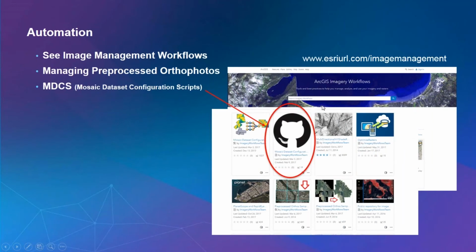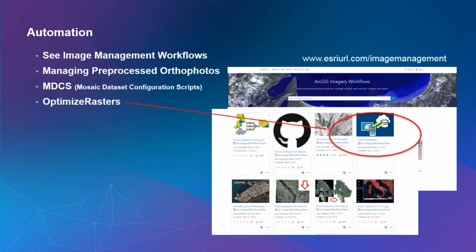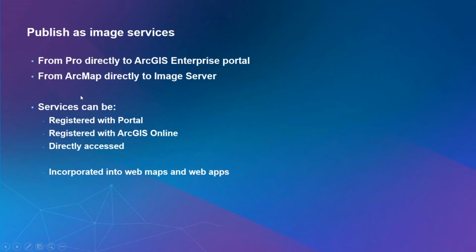From that site, you can also go into a group in ArcGIS Online, and you will see something called MDCS, Mosaic Dataset Configuration Scripts. These are a whole lot of scripts that can simplify and really automate the workflows. You just create an XML file which defines the mosaic datasets you want, and those scripts will go through the whole process of creating the mosaic datasets for you. Very good method. If you get imagery regularly, you can set up a script like that to run and keep adding the data. Also, there's OptimizeRasters, which is also accessible from there.